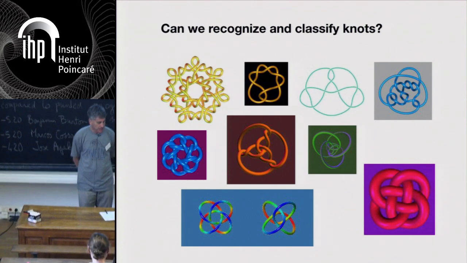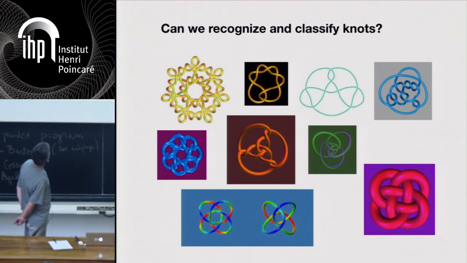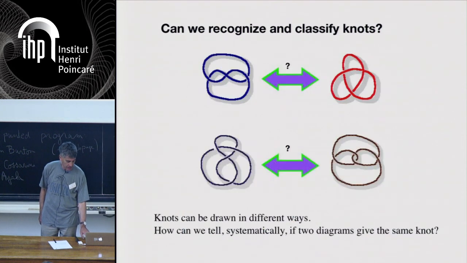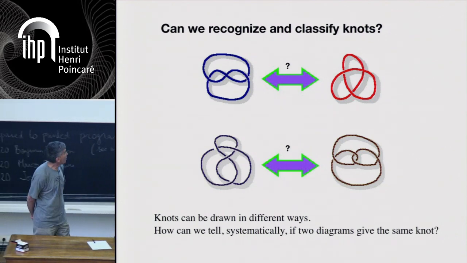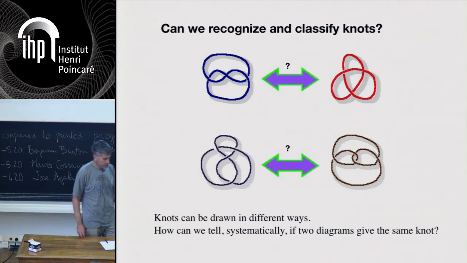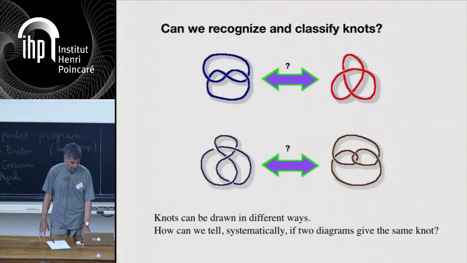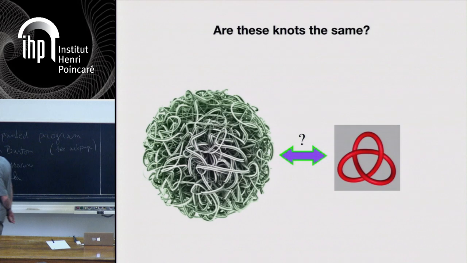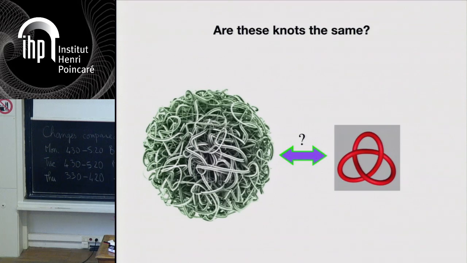Well, let's turn to knots. This is a collection of knots, and we'd like some systematic way of recognizing and classifying them. In particular, the knot recognition problem says that if we're presented two knots, can we tell whether they're the same or different? Okay, so it's not as easy as the first picture showed sometimes. We get very complicated knots in many settings.